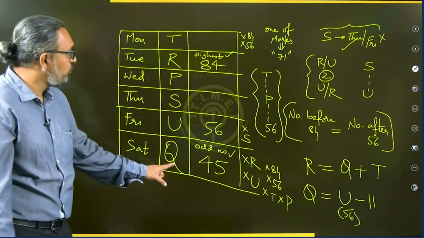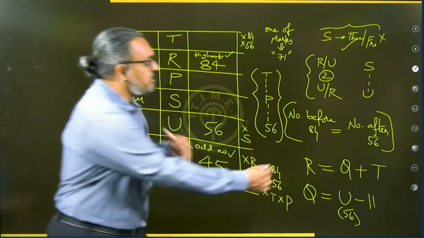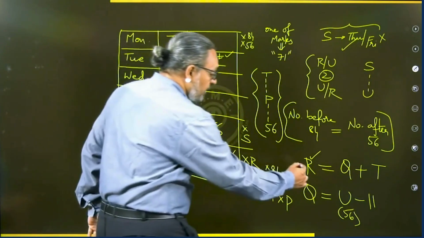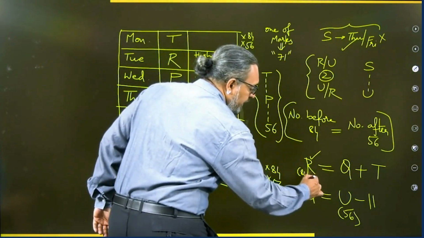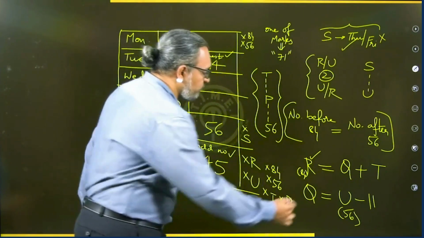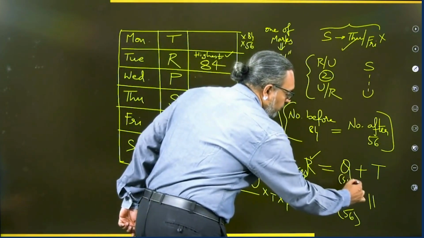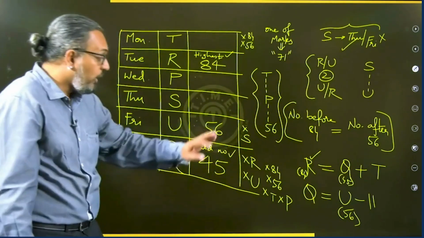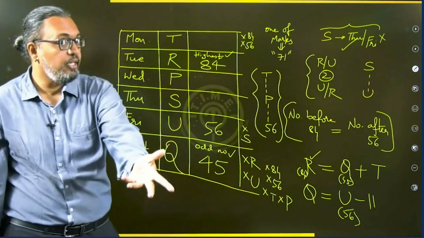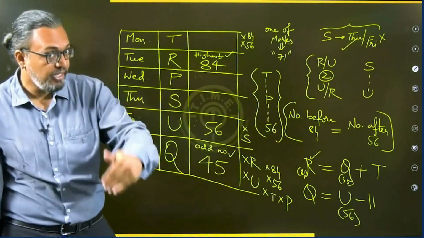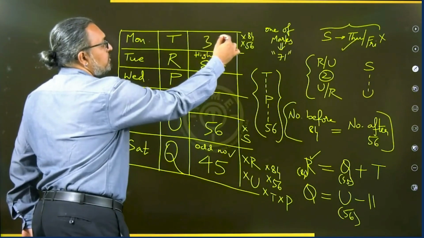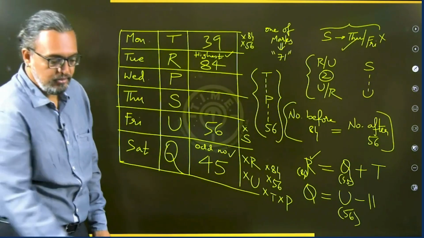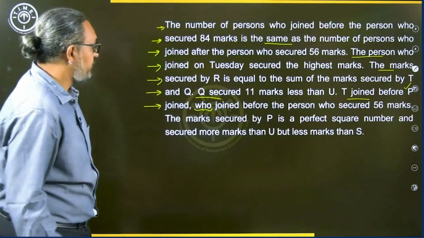Now once I have Q, I need to know what is T's marks, then only I can get R's marks. But R's marks is there. Okay. So we have R is 84, the highest. And then we have Q is 45 here. Now from this I can get T's marks, which is 84 minus 45. Now 85 minus 45 is 40. 84 minus 45 is 1 less than 40, 39. So T will be 39. Understanding this? Okay.